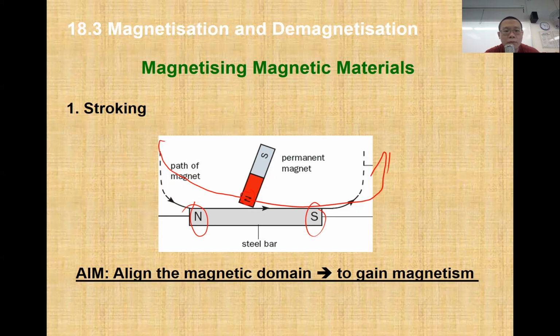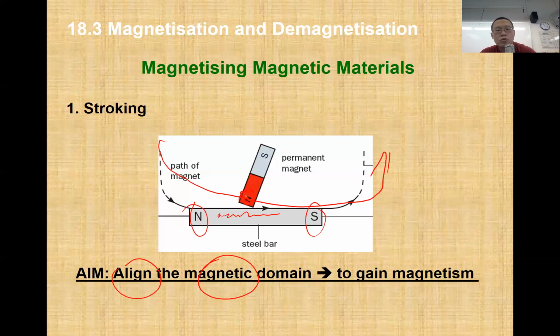So all the domains inside here, because of this north pole moving through, will be aligned in a certain direction. This is what you're trying to do: align the domains such that every one of them is aligned. And remember the previous slide, when they're aligned, you will have the magnetism effect on the bar itself. That is what we call gaining magnetism.